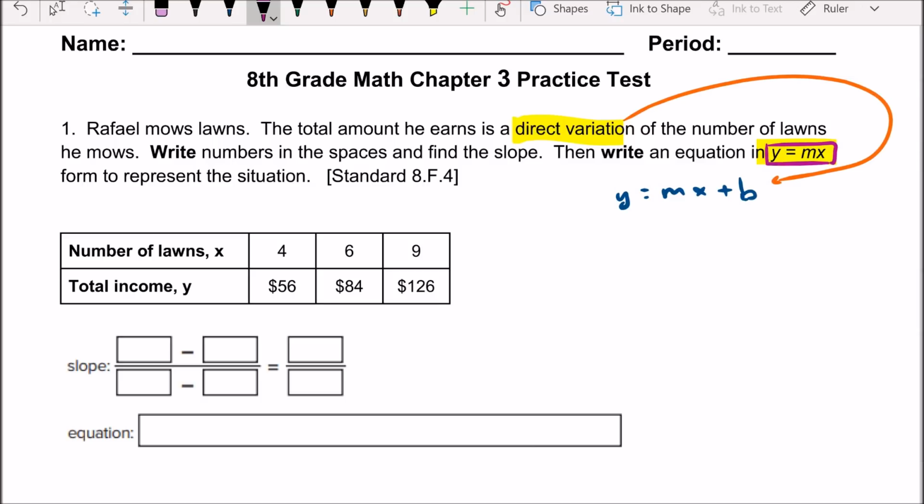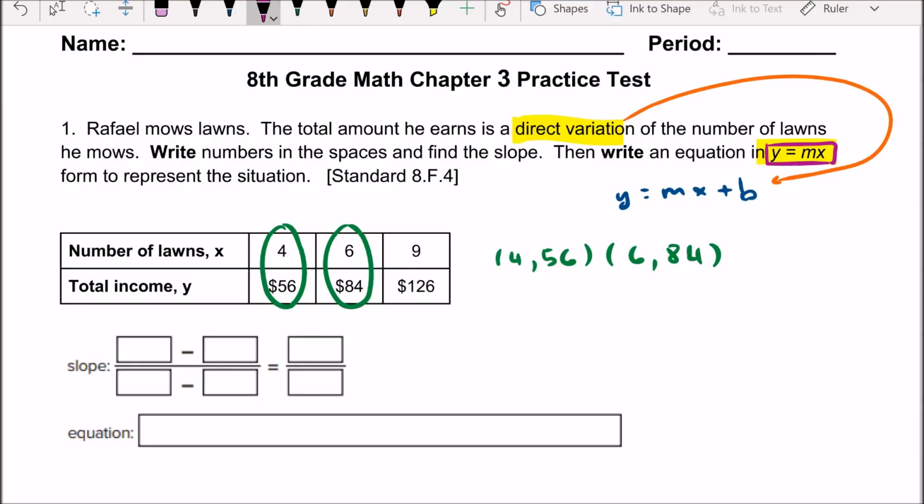So first they give you a table where the first row is the x value, representing the number of lawns. You have 4, 6, and 9. And the second row is the total income, y, which is $56, $84, and $126. So we can pick any 2 points to find the slope. Let's say I'm going to pick the first two points. I'm going to write on the side 4, 56, and this one is 6, 84.